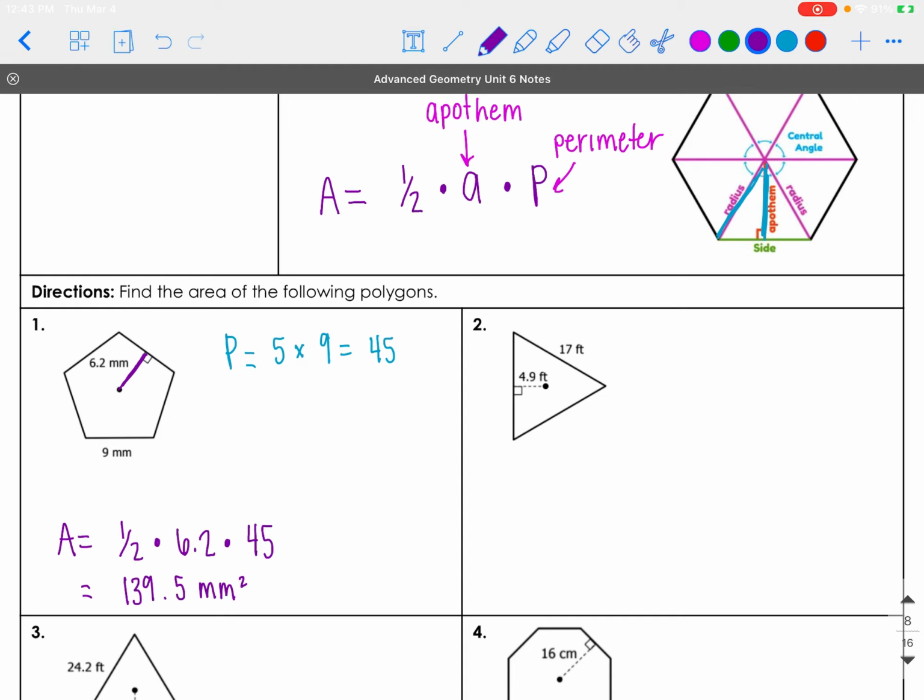This also works with triangles. So let's go ahead and find the perimeter of this triangle. 3 sides, each one is 17. So the perimeter is 51. Area is 1/2 times the apothem, 4.9, times the perimeter of 51. And we get 124.95 feet squared.